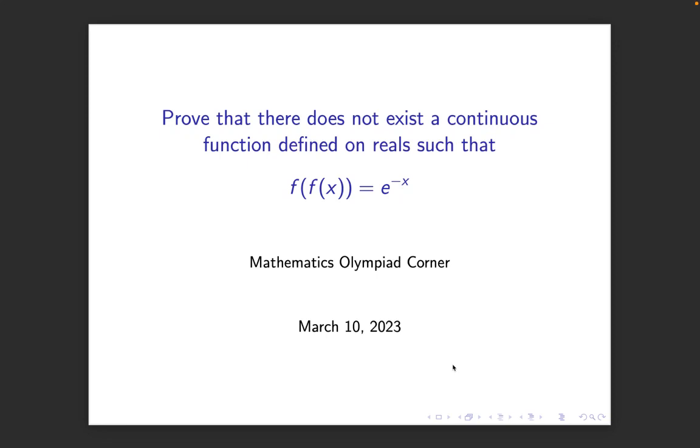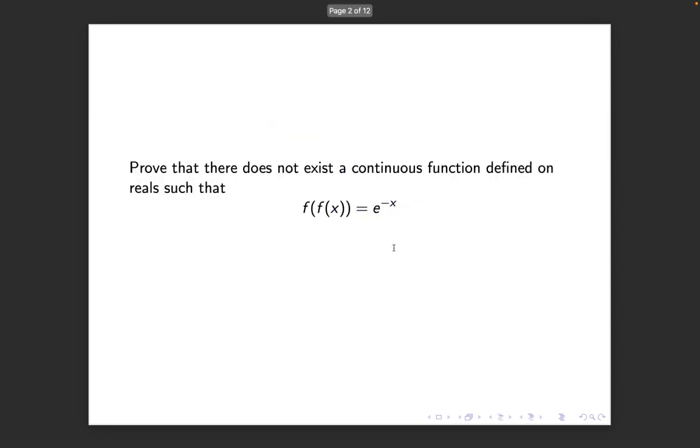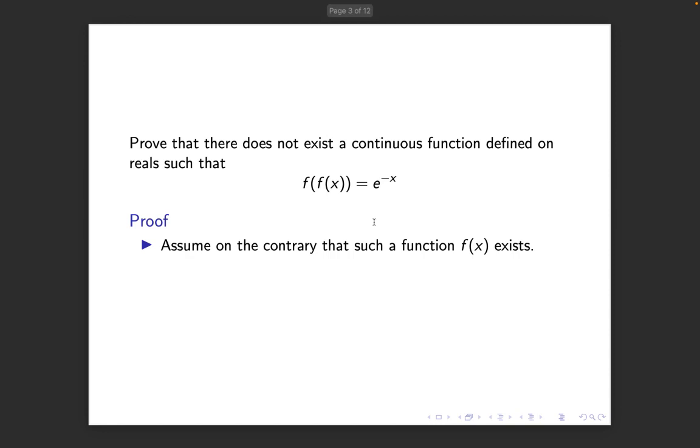Hello everyone, we will consider this nice problem in real analysis. We want to show that there does not exist a continuous function defined on all the real numbers such that f composed with f of x equals e to the minus x. So we argue by contradiction. We assume that such a function f of x does exist.